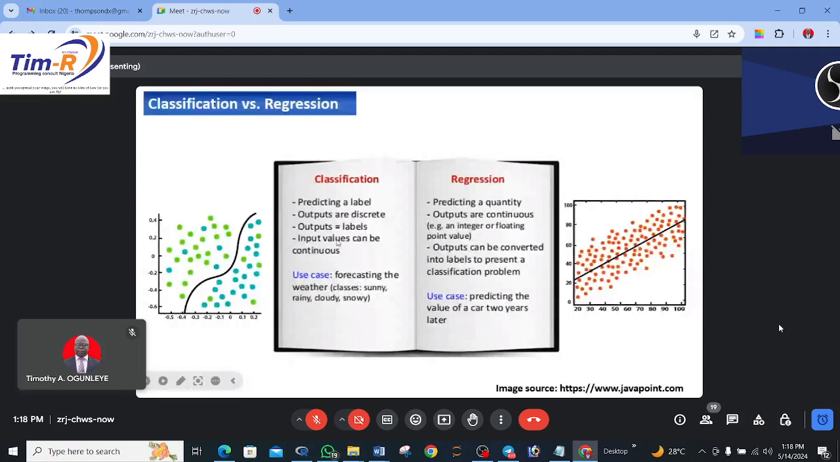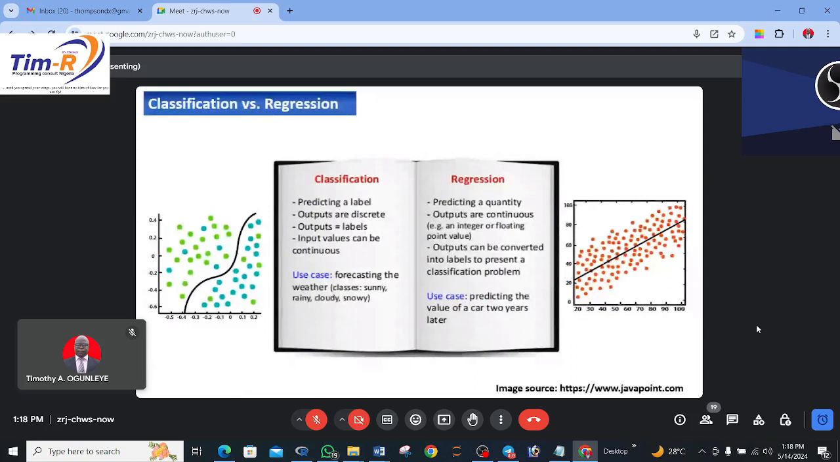Based on what we said, the input values are always continuous and the outputs are always labels, and labels in this case are like sunny, rainy, cloudy, and snowy. Now, regression has to do with predicting a quantity. The outputs are continuous, and an example of that is an integer or floating point value. The outputs can be converted into labels to present a classification problem.